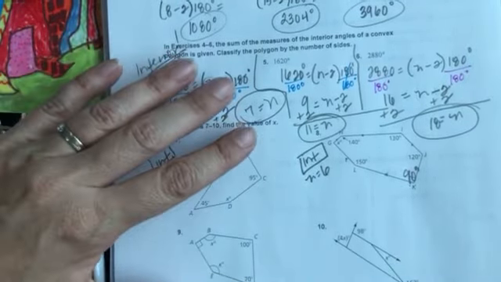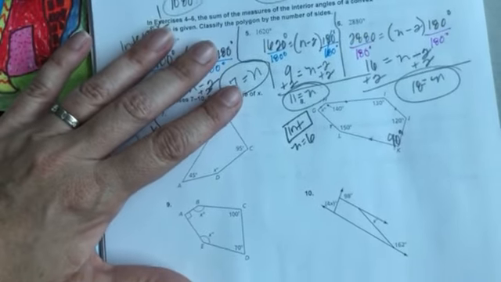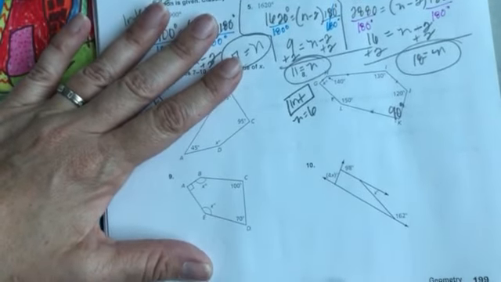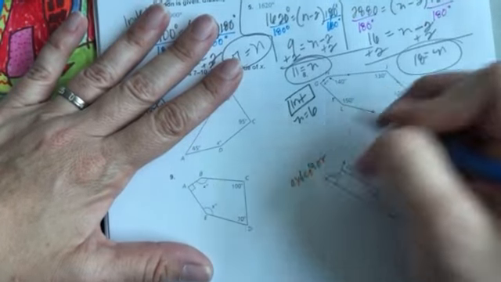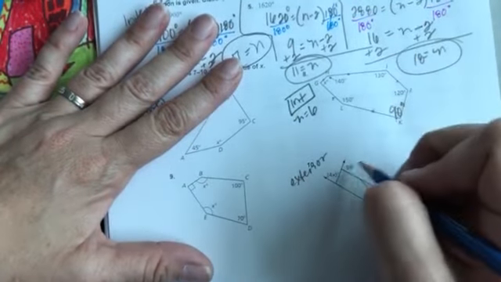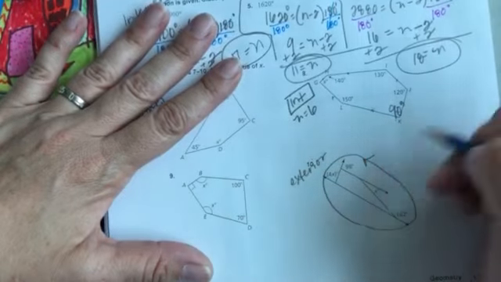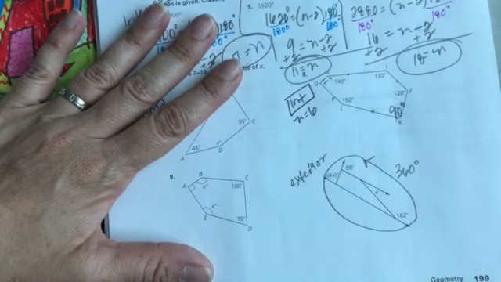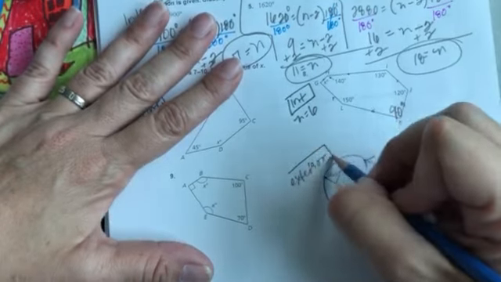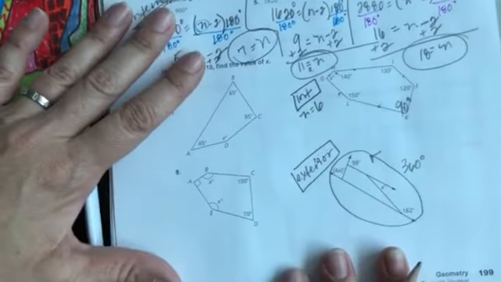I'm going to go right below to 10. Interior or exterior? Do the number of sides matter? What are they all going to add up to? I'm going to leave that right there. Cool. Might as well. Now let's go back over to number 9.